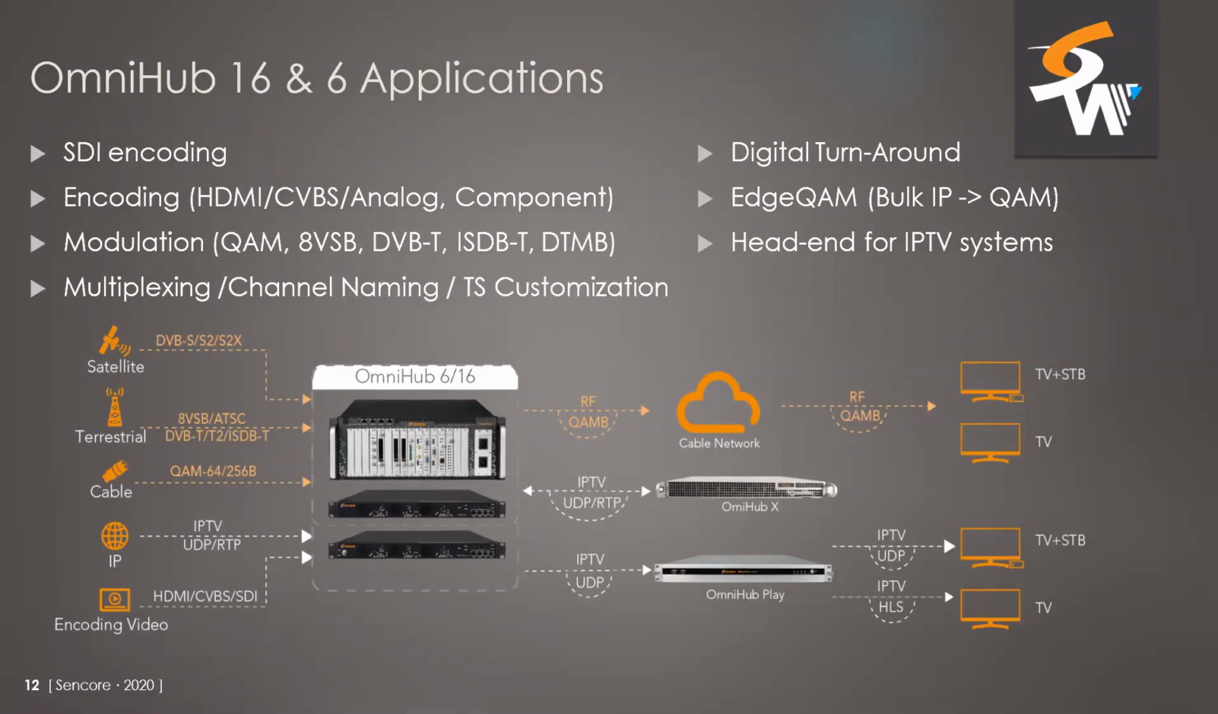Another application, for example, RF signal collection and feeding IPTV or RF networks in the hospitality area, government, or cruise line industry, is also a very common application for OmniHub 16 and 6. For example, in the cruise line industry, for each ship we offer a chassis with different receivers, so they can use different terrestrial standards for different regions of the world.